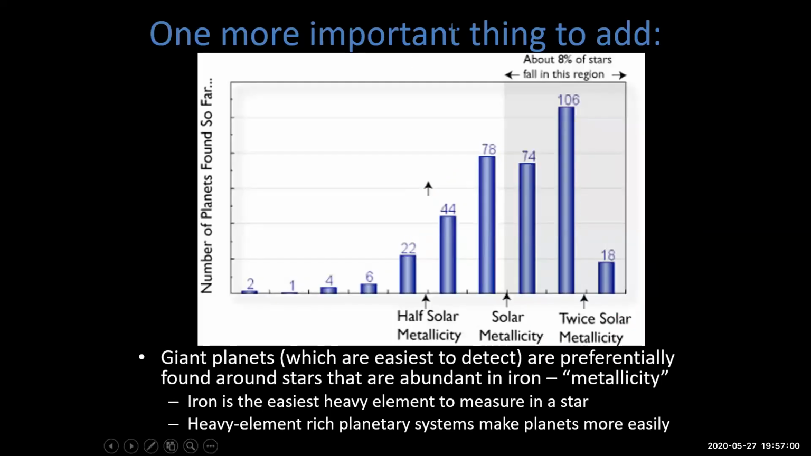All right, so we've got these different methods of finding planets, radial velocity and transits being the primary successful methods so far in human history. Based on what we found from them, giant planets are preferentially found around stars that are abundant in iron. So high metal stars have more giant planets.